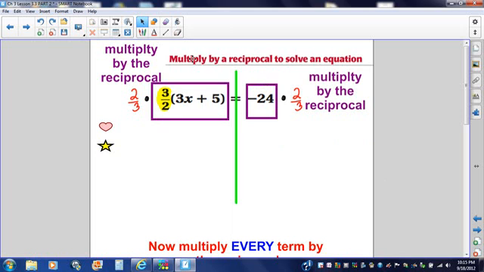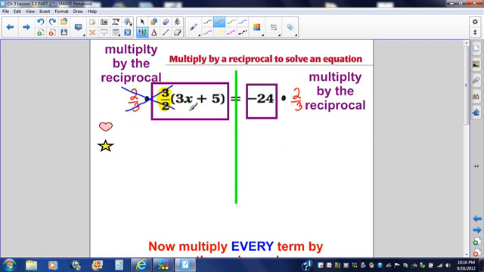Now, here's the nice thing when you multiply by the reciprocal. These two fractions will cancel. When you multiply by the reciprocal, the original fraction and the reciprocal will cancel each other. That is really nice. Why? If you don't believe me, 2 times 3 is 6. 3 times 2 is 6. 6 over 6 is the same thing as 1 whole. So these will cancel each other.